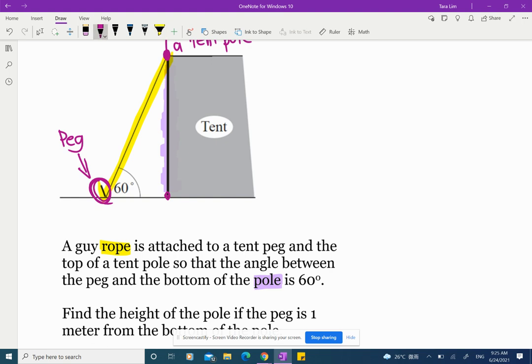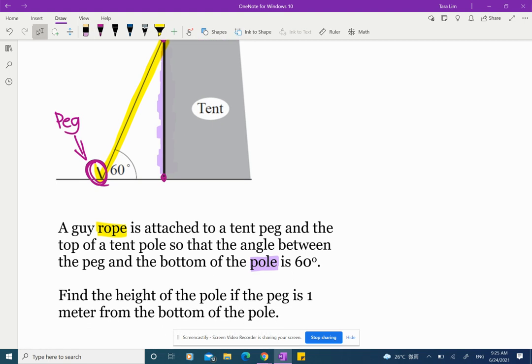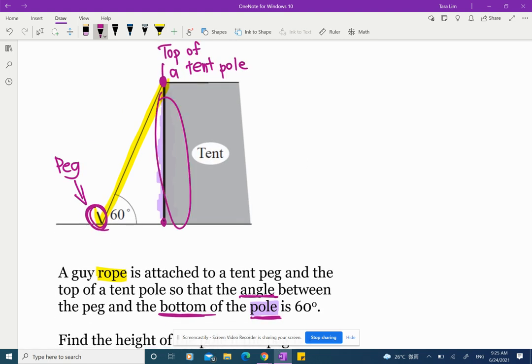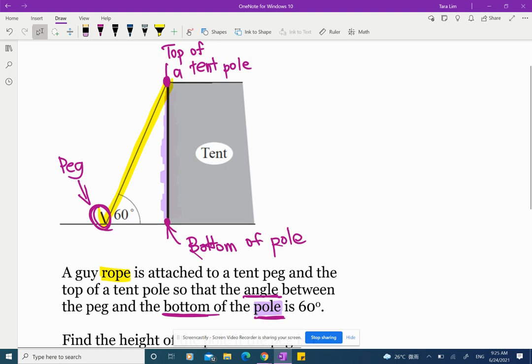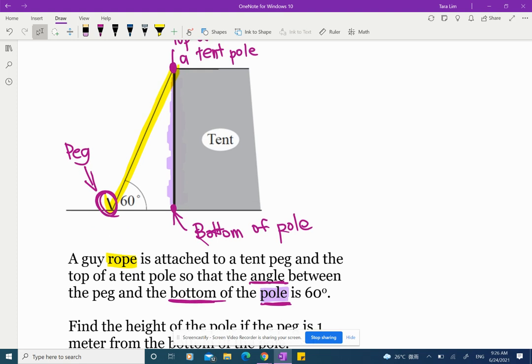And it says the angle between the peg, which is this one, and the bottom of the pole, we know that this one is a pole, and it says bottom, so that means this one is bottom. It is bottom of pole. So the angle between the peg and the bottom of the pole is 60 degrees.